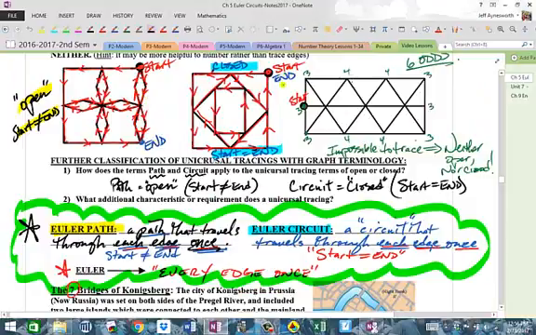In an Euler circuit, we hit every edge exactly once and we start where we end, or we end where we start. So an Euler circuit is a circuit that travels through every edge once, where the start equals the end.